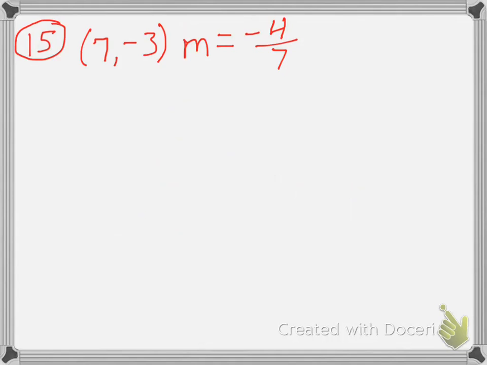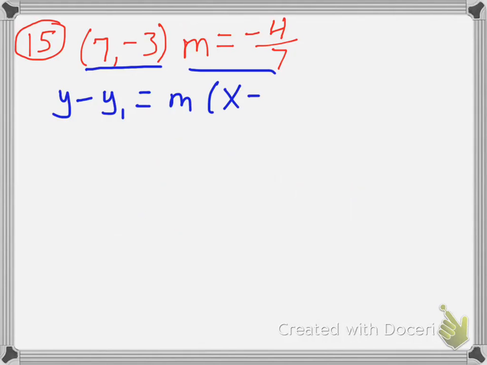We will now move on to the next section with the point-slope form. On number 15, we have (7, -3), and m is negative 4/7. So we're given the point (7, -3), and we're given the slope, negative 4/7. Point-slope form is y minus y1 equals m times parentheses x minus x1. This 7 is x1, the negative 3 is y1. So now I'm going to plug into the formula.